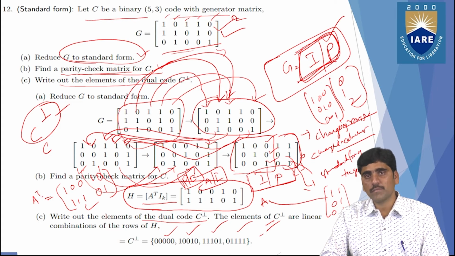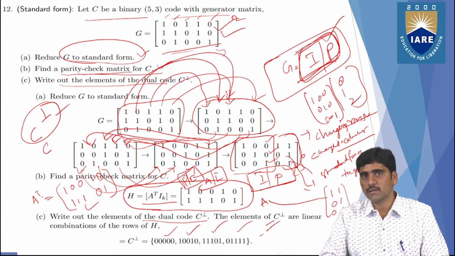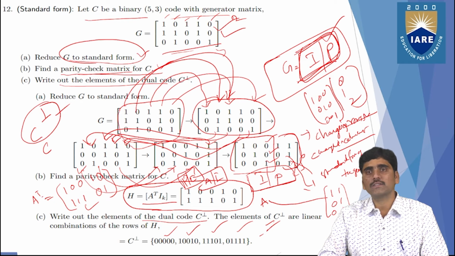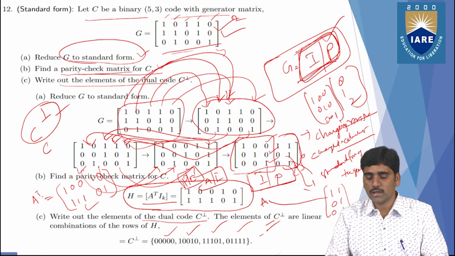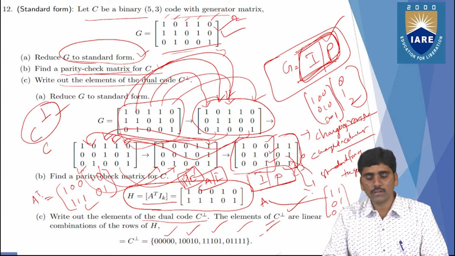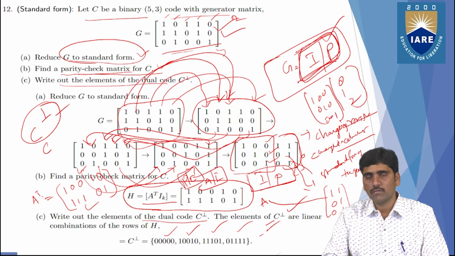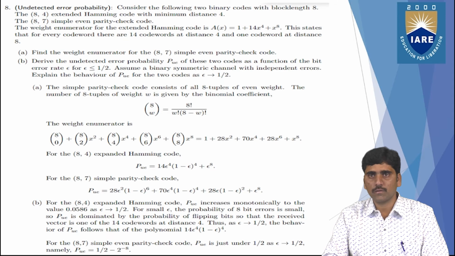And the parity check matrix from the generator matrix, where the generator matrix is simplified to standard form. Like this you can understand one problem. We'll see another, different problems.